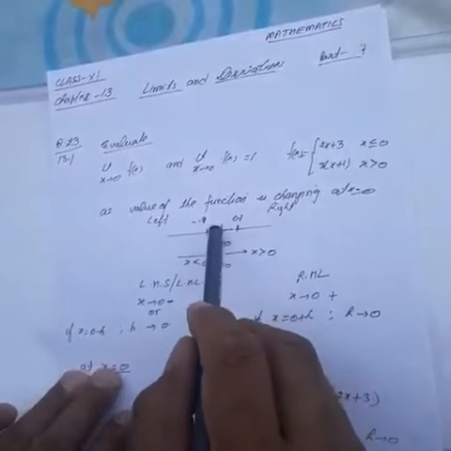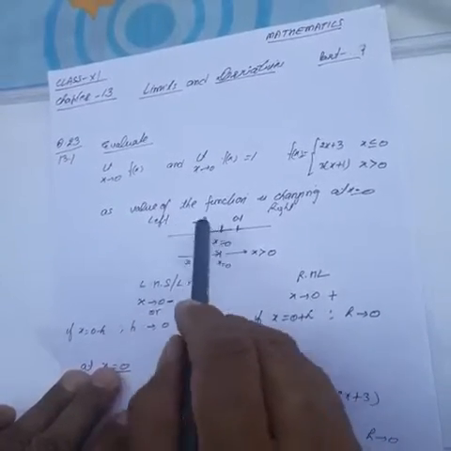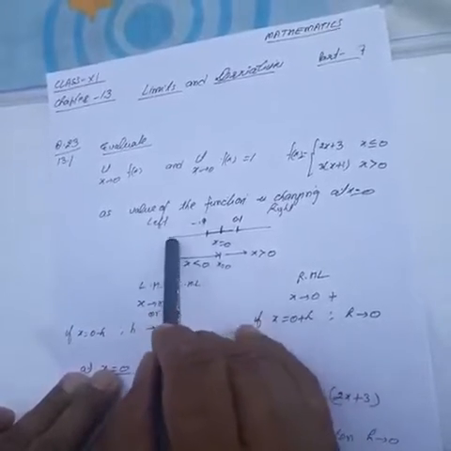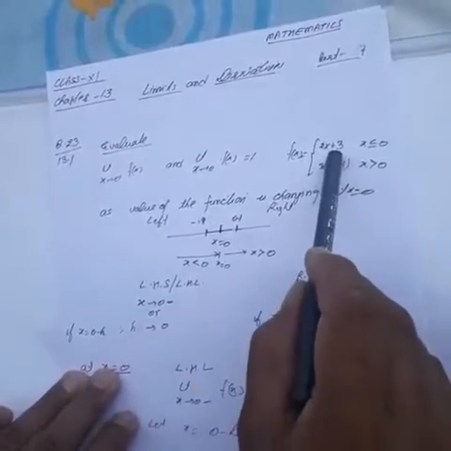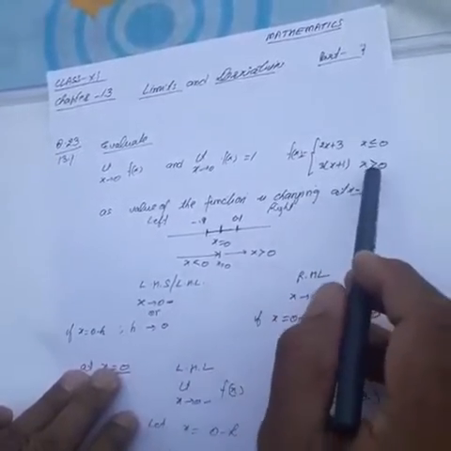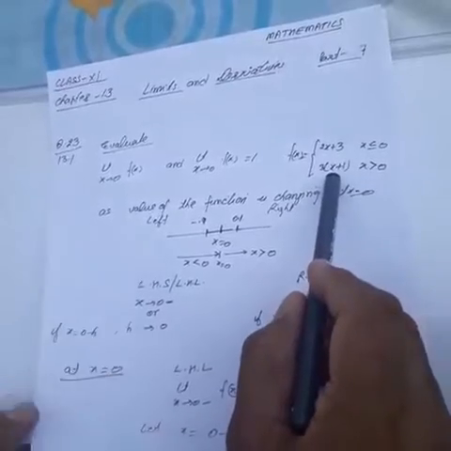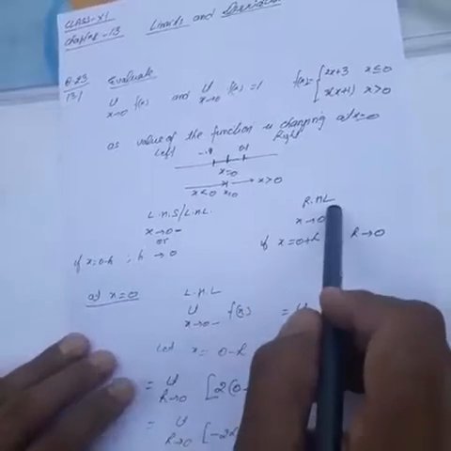It means when we are calculating the left hand limit, approaching 0 from the left, all these values fall in this interval, so the function will be 2x plus 3. On the right hand side, all values will fall in this interval, so the function will be this one. So what are the left hand limit and the right hand limit?